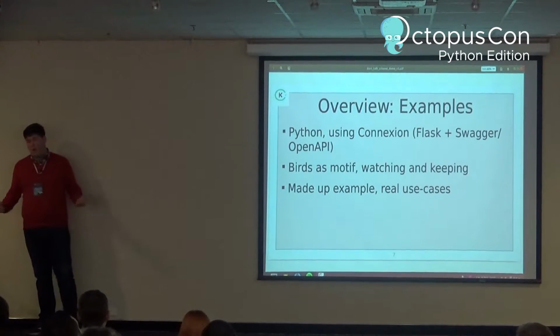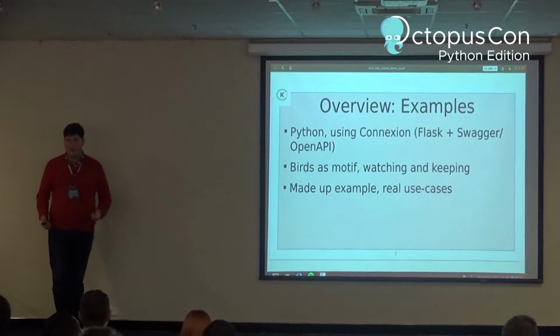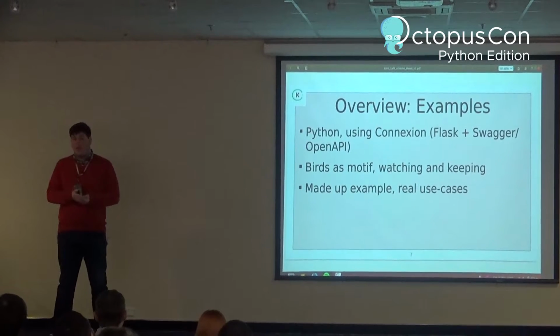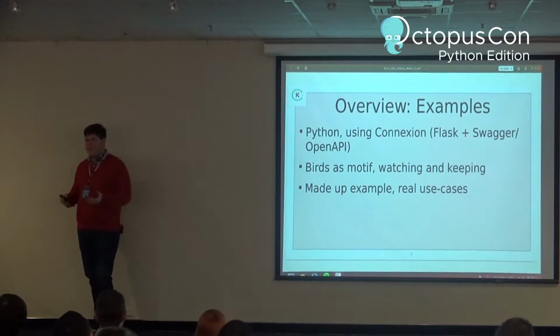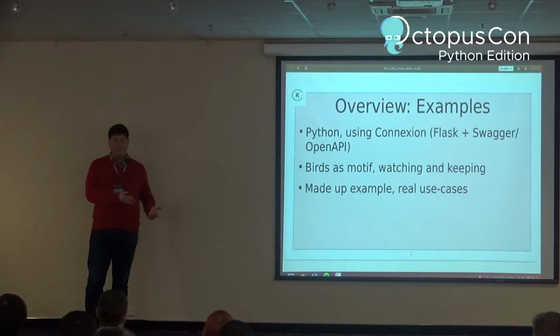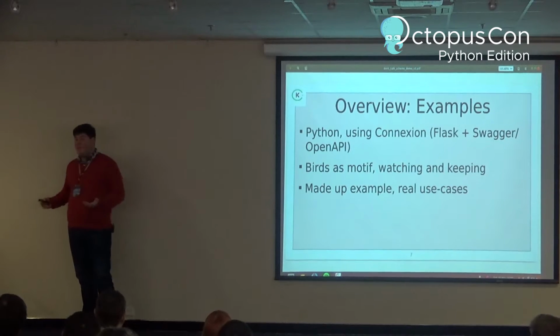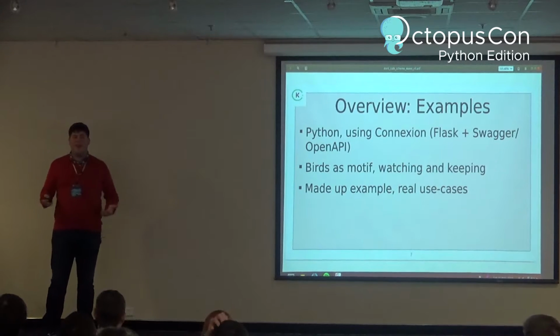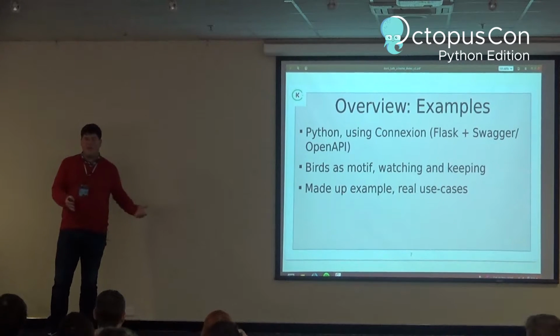The example: Python, Connexion, Flask, Swagger, OpenAPI, you'll see. Birds are going to be a motif, one service for keeping and registering birds, the other for a database of birds. You'll see. It's a made-up example, but it's a real use case. Replace birds with products, and you have a company specializing in transporting goods, and so on.